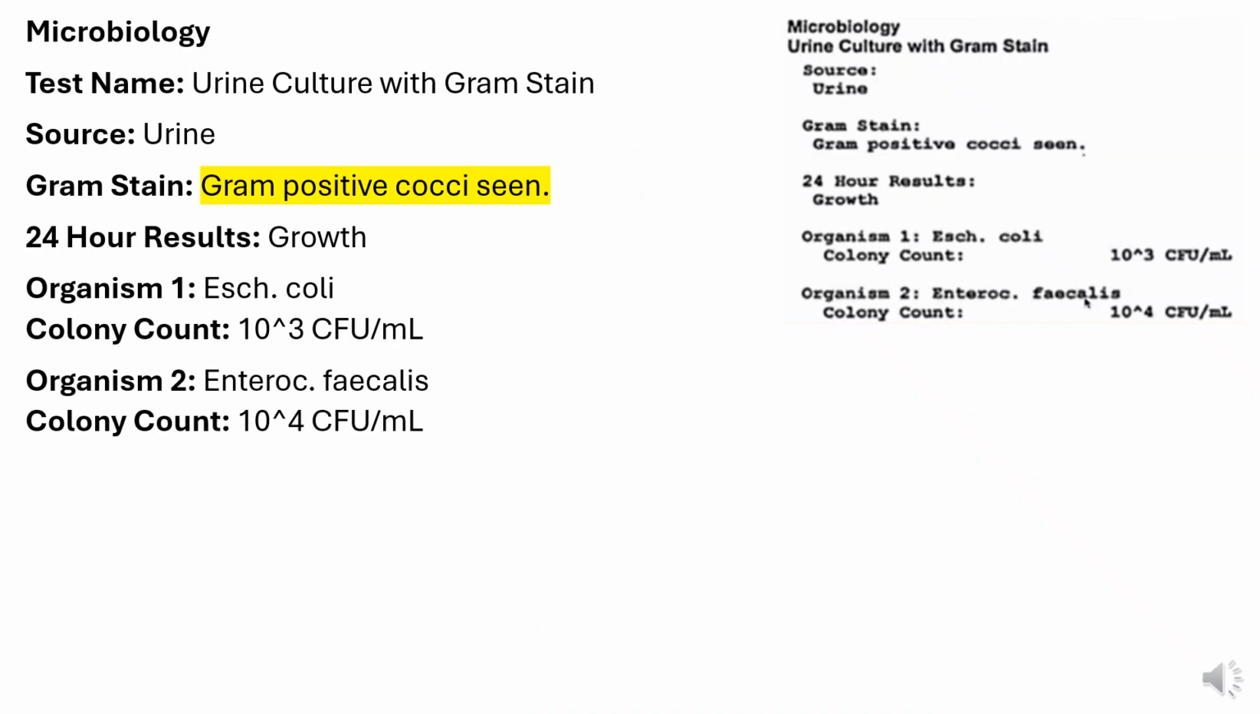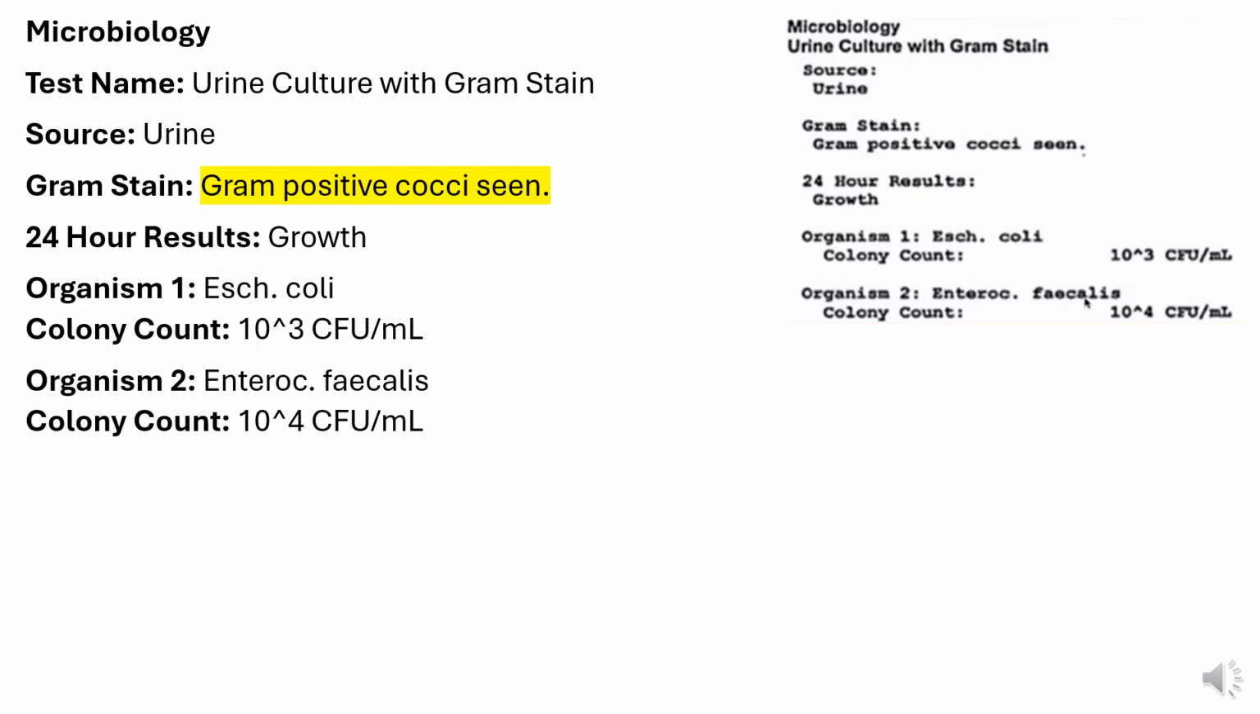This result shows two organisms with colony counts below the traditional threshold of 10 to the power of 5 CFU/ml. The presence of E. coli 10 cubed and Enterococcus faecalis 10 to the power of 4 does not automatically rule out an infection. If the patient has symptoms, dysuria, frequency, urgency, and signs of pyuria, positive leukocyte esterase on dipstick, or elevated white blood cells on microscopy, this culture result would be considered consistent with a urinary tract infection.